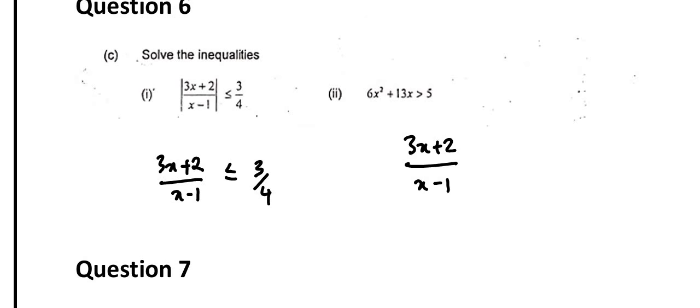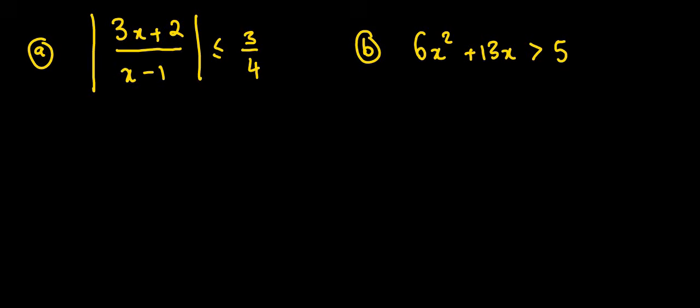So under this inequality, we're going to simply redefine this. When we define it, we're going to have (3x + 2)/(x - 1) less than or equal to 3/4. Or we can say (3x + 2)/(x - 1) is going to be greater than or equal to negative 3/4. So this is how we always redefine something from a modulus type of inequality.